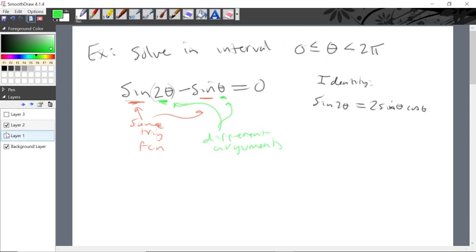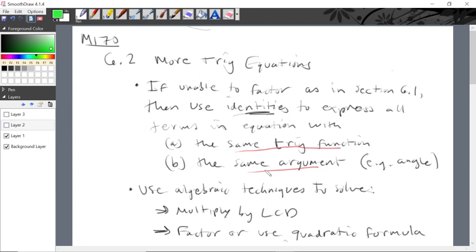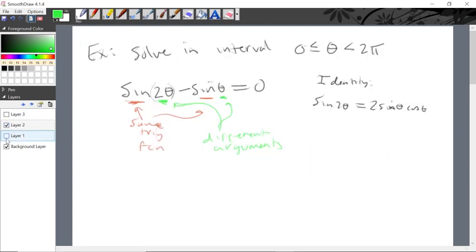And at the top of the lecture, I said we want to have the same trig function and the same argument, ideally. So notice that if we use this identity here, we at least get the same argument, but then we have an extra trig function floating around. But we can see what the equation is going to look like if we do that. 2 sine theta cosine theta, then, minus the sine of theta is equal to 0.